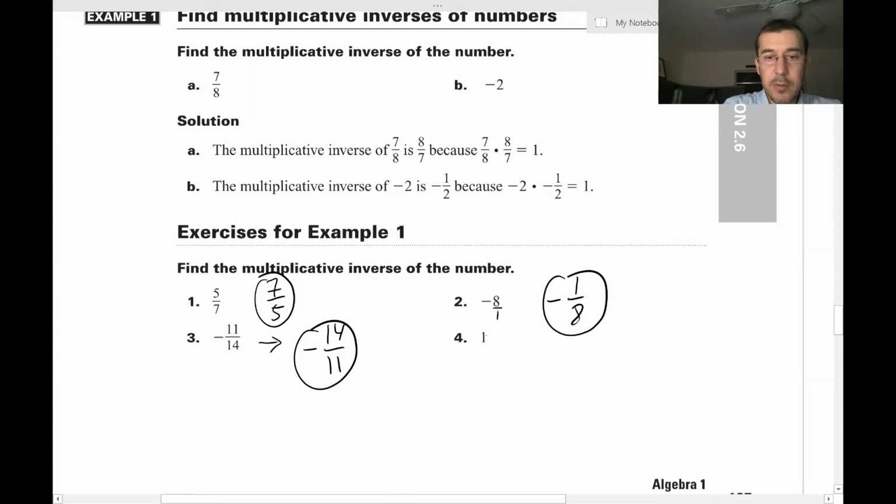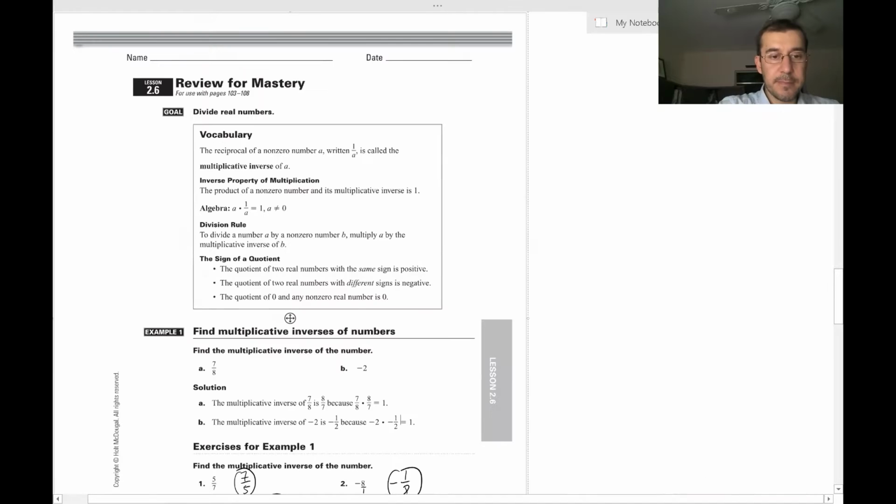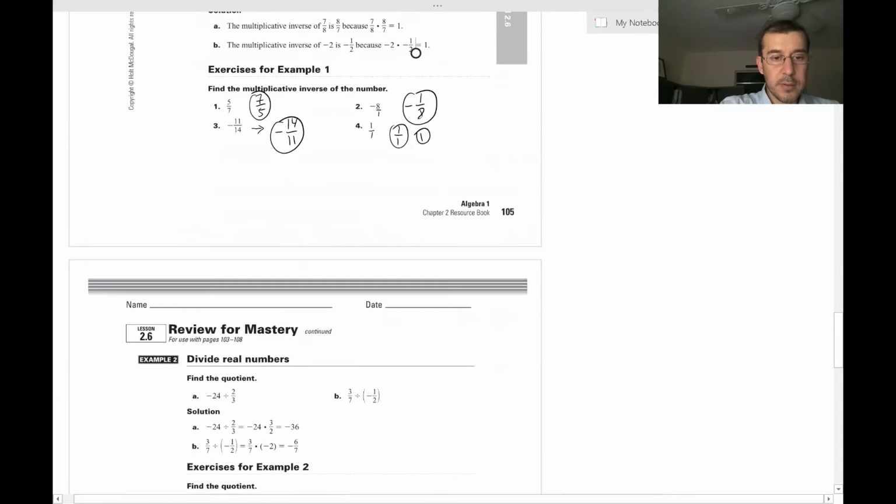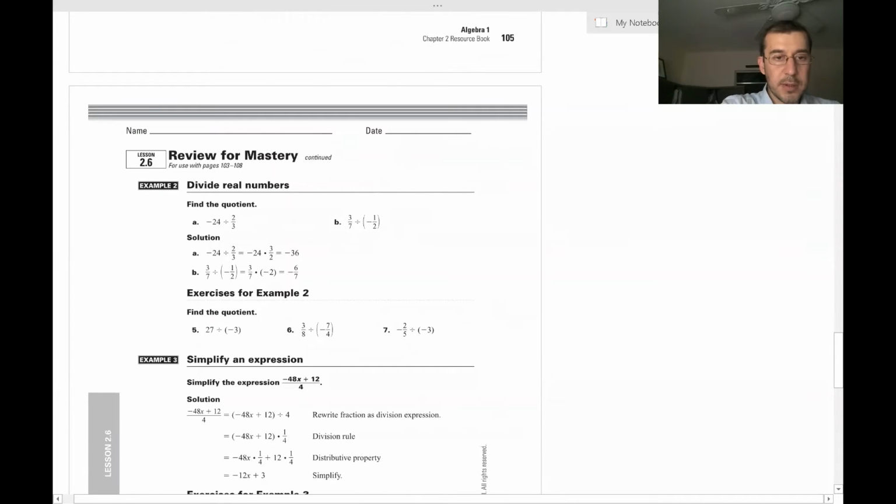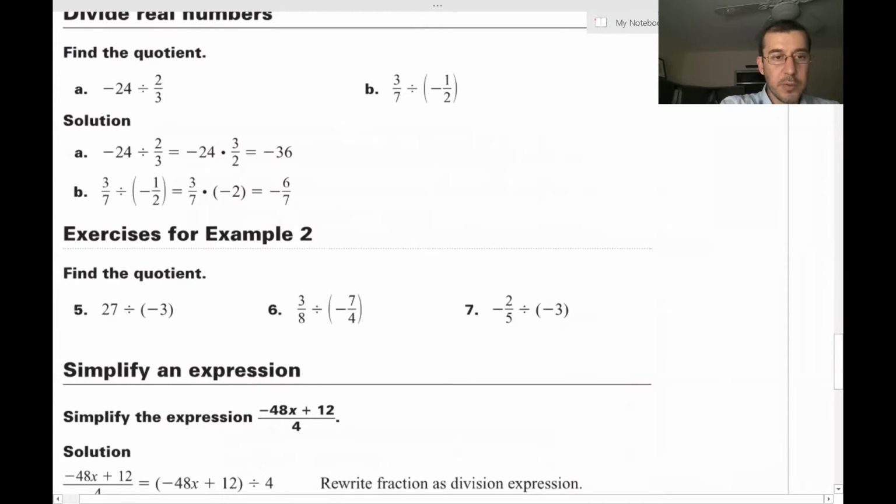And for number 4, we have 1, or that's the same as 1 over 1. So its multiplicative inverse would be the same thing, 1 over 1, or just 1. Okay. Next. 5, 6, and 7, find the quotient.